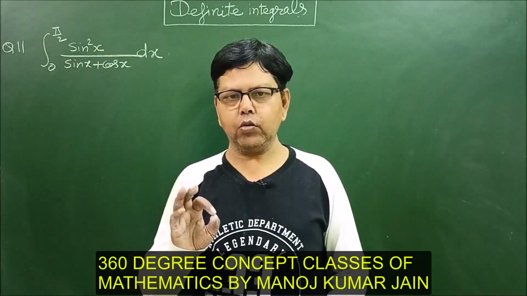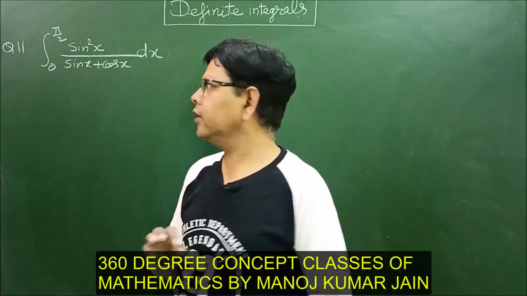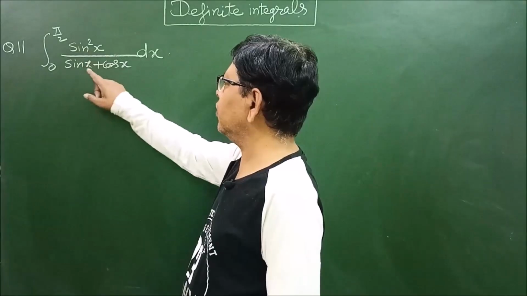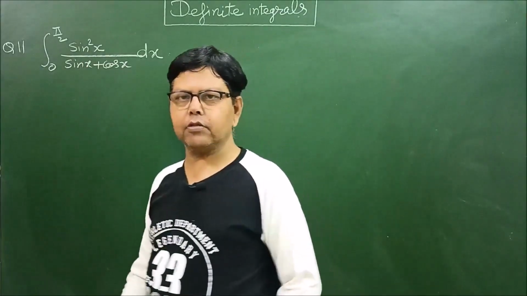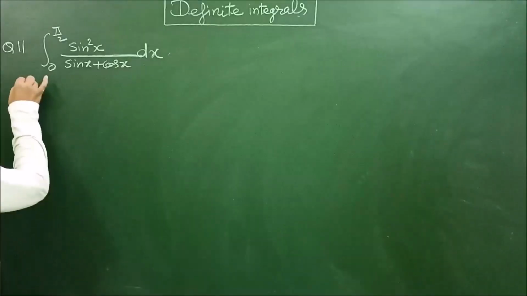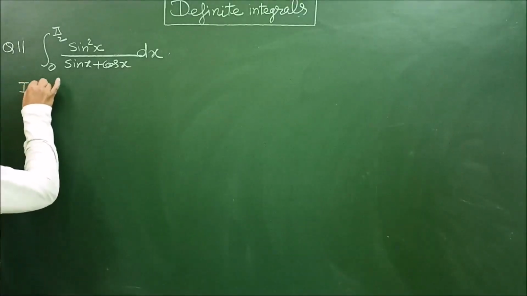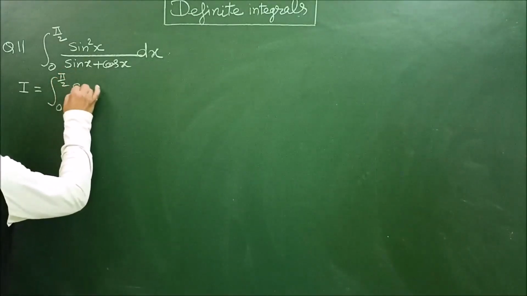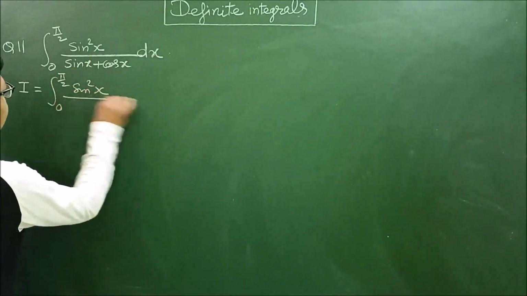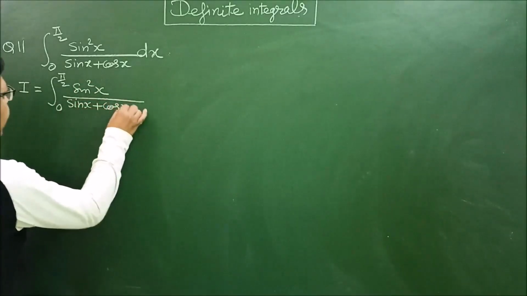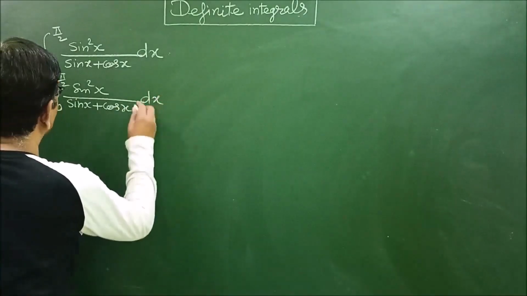One more important question, question number 11: evaluate the definite integral from 0 to pi by 2 of sin square x upon sin x plus cos x dx. So let this definite integral be I is equal to the integral from 0 to pi by 2 of sin square x upon sin x plus cos x dx.